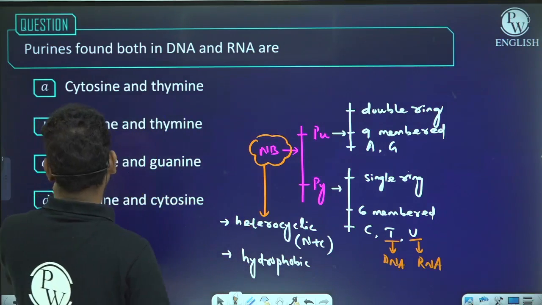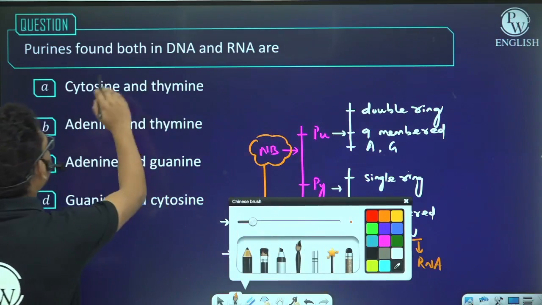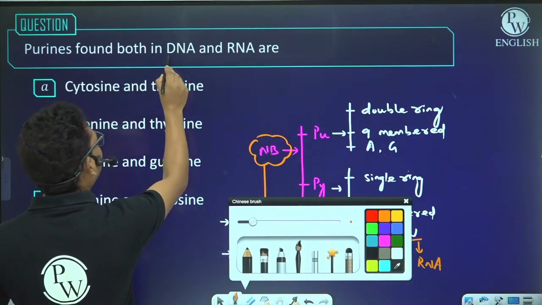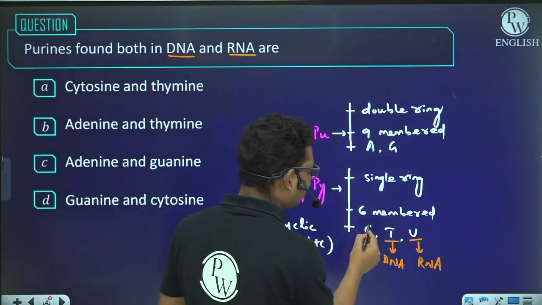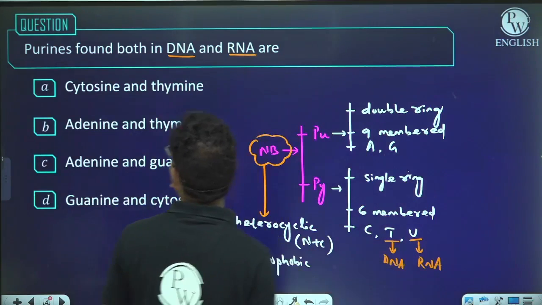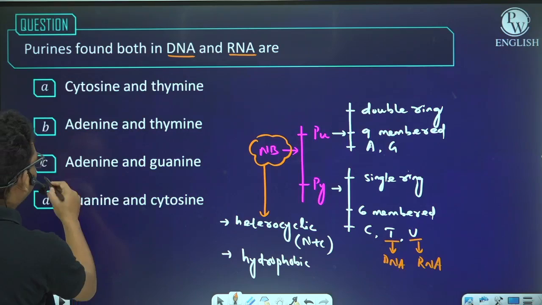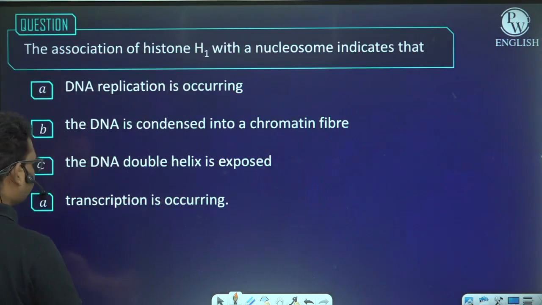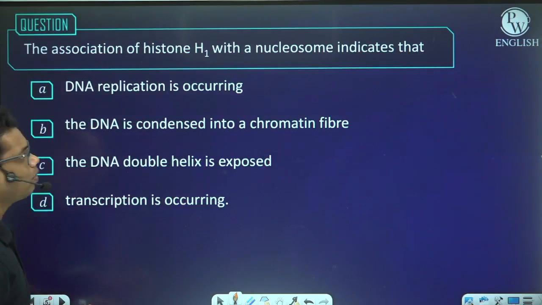Okay, so what is asked in the question? The question says purines found in DNA and RNA, both in DNA and RNA. So the purine which is found both in DNA and RNA, that is adenine and guanine. So the answer will be adenine and guanine. That means option C.